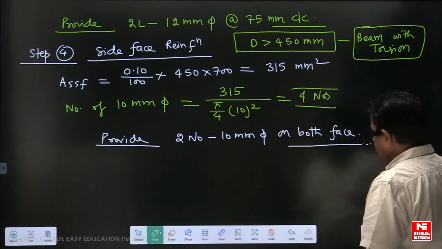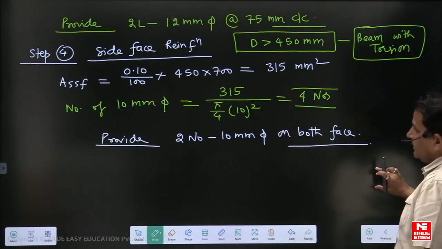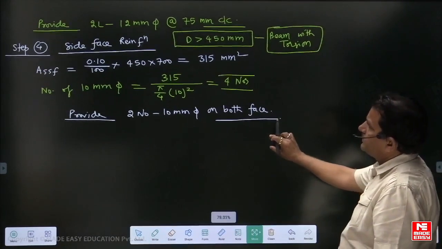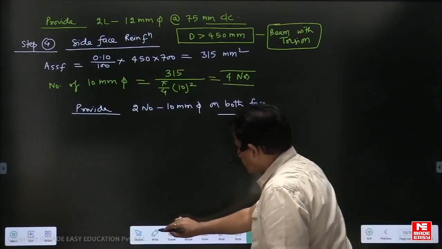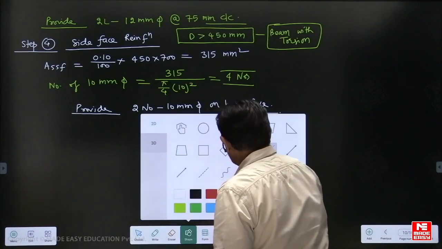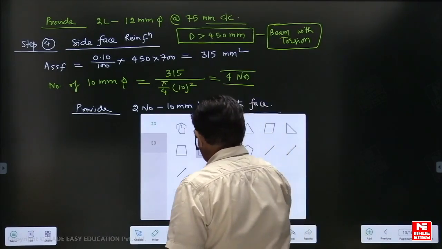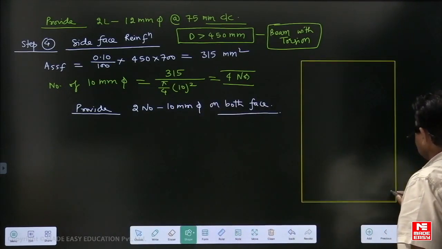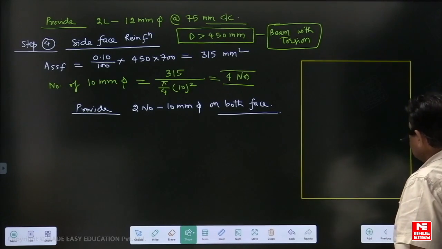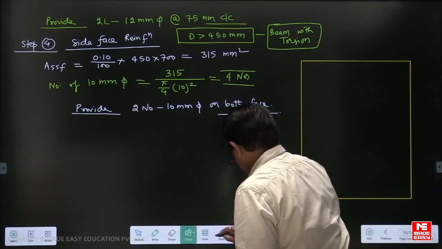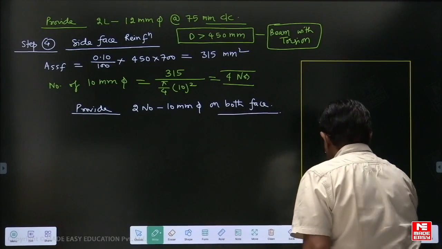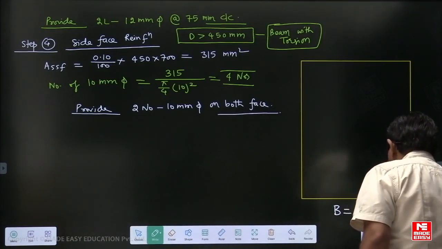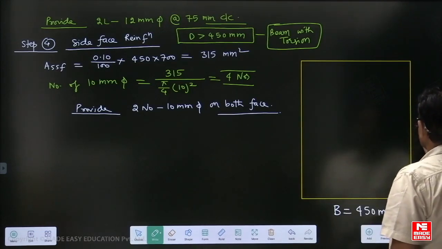Okay, so finally your design is complete and you can show the reinforcement like this. Let's draw it again. So suppose I draw the beam. This is your beam, 450 mm by 700 mm. This is B, 450 mm. Overall depth is 700 mm.